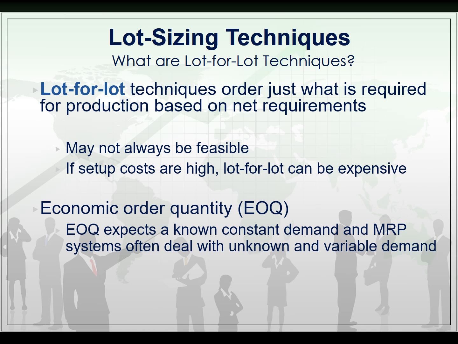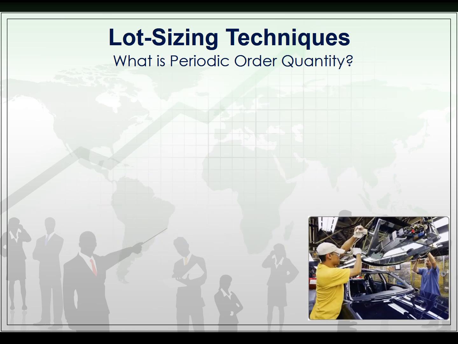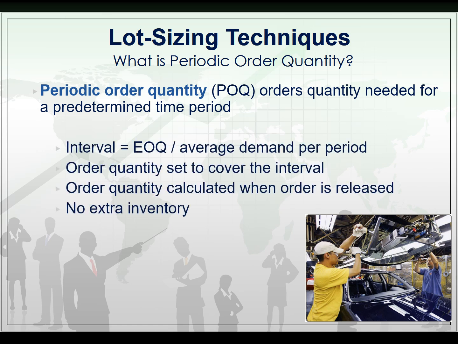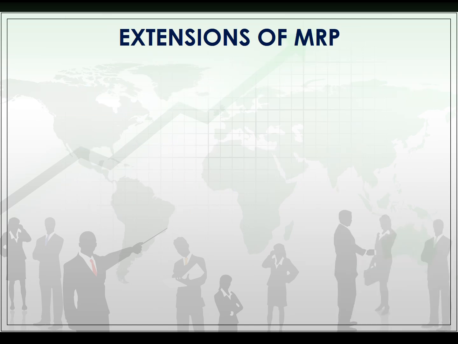Periodic order quantity orders the quantity needed for a predetermined time period. Interval equals the EOQ divided by the average demand per period. The order quantity is set to cover the interval. The order quantity is calculated when the order is released from the customer. Thus, you have no excess inventory.